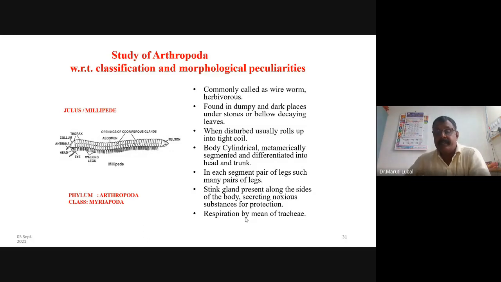Stink glands are present along the sides of the body, secreting noxious substances for protection. This is the differentiating character. Due to this secretion, they can get protected, and respiration is by trachea.